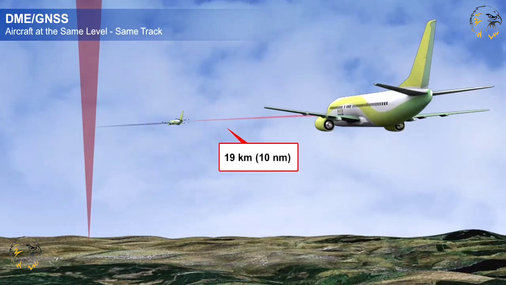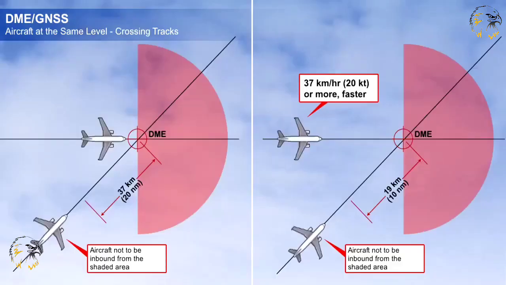The standard may be reduced to 10 nautical miles, providing the leading aircraft maintains a true airspeed of 20 knots or more faster than the following aircraft. For aircraft crossing tracks, the same standard applies, providing that each aircraft reports distance from the station located at the crossing point and that the relative angle of tracks is less than 90 degrees.